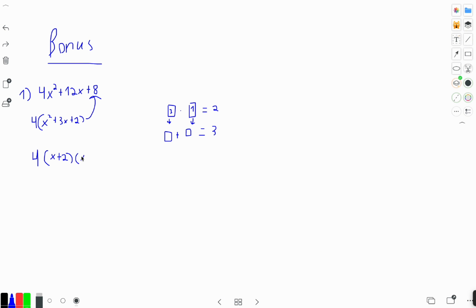Okay, and we did it, guys. This is the final factored version of our trinomial. As you see, it wasn't that hard after all.